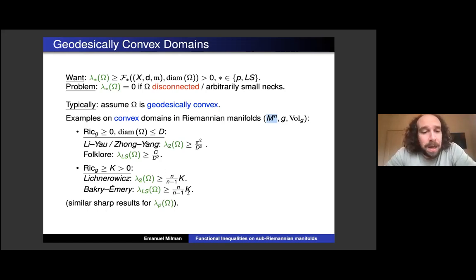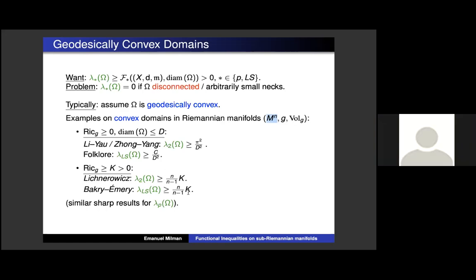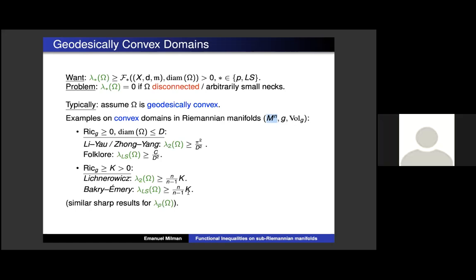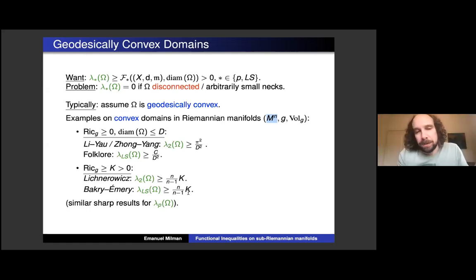I'm sorry, can I ask, what's the difference with Faber-Krahn and what you stated as Li-Yau? Faber-Krahn is for the Dirichlet first eigenvalue, where you get a lower bound. Right. You get an upper bound. Okay. Got it. Yeah. Okay.